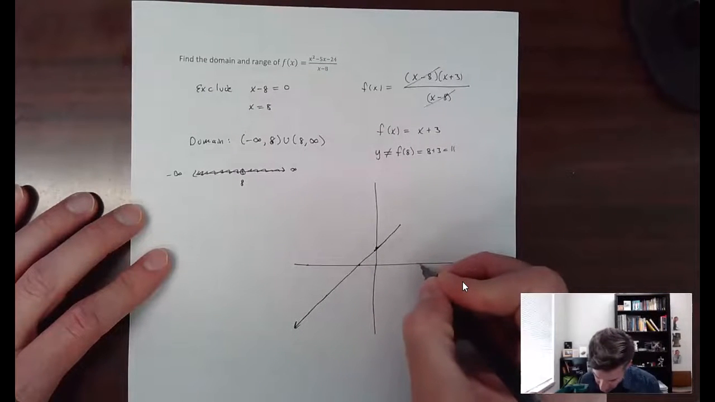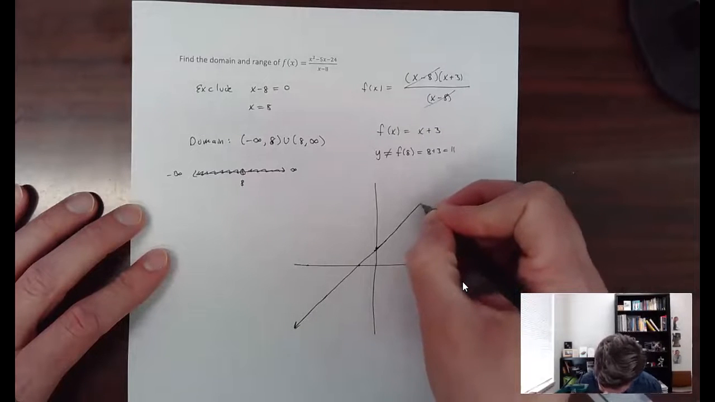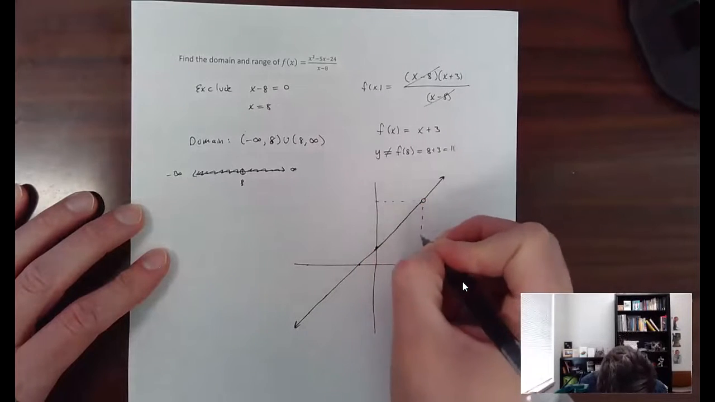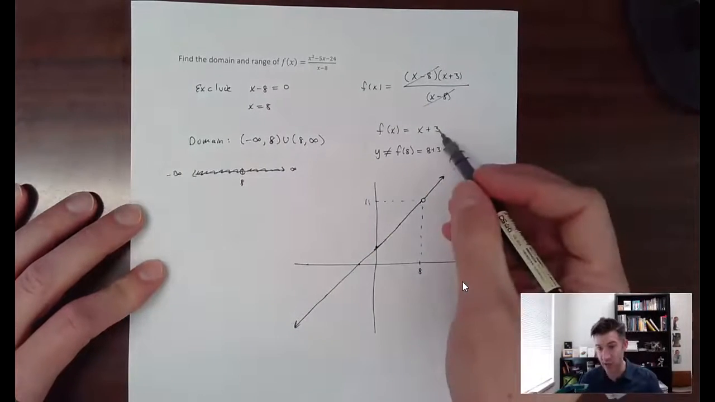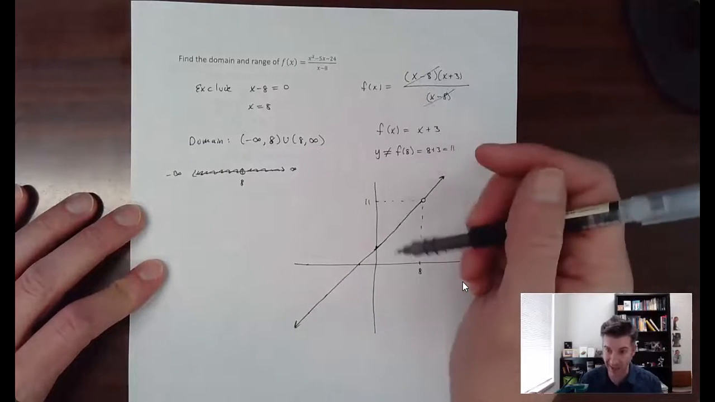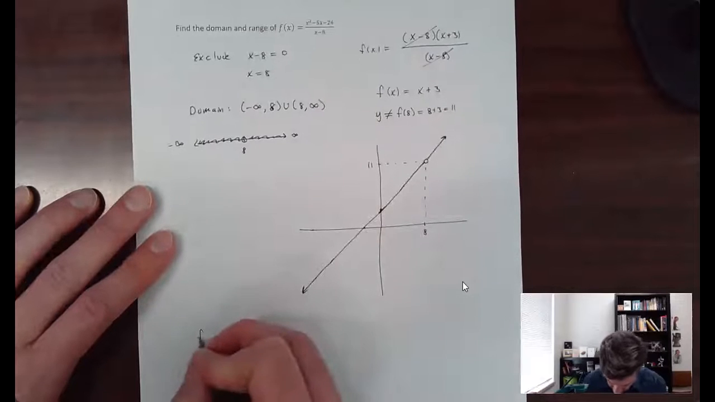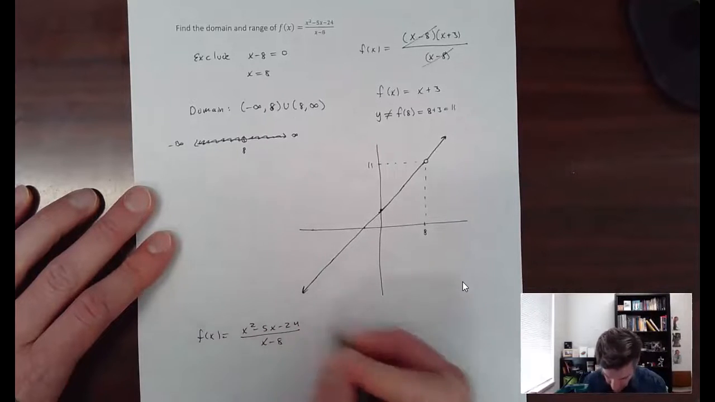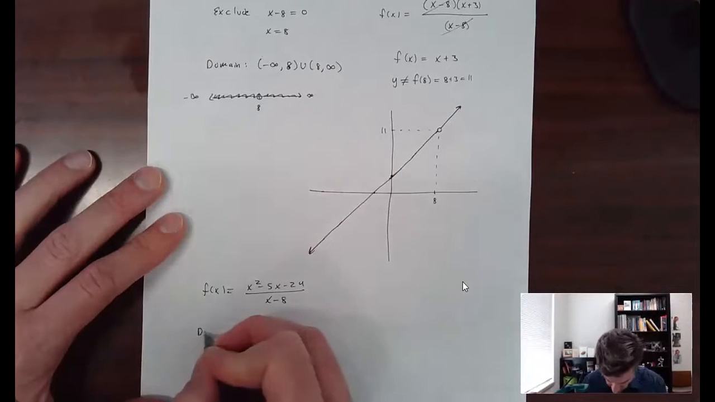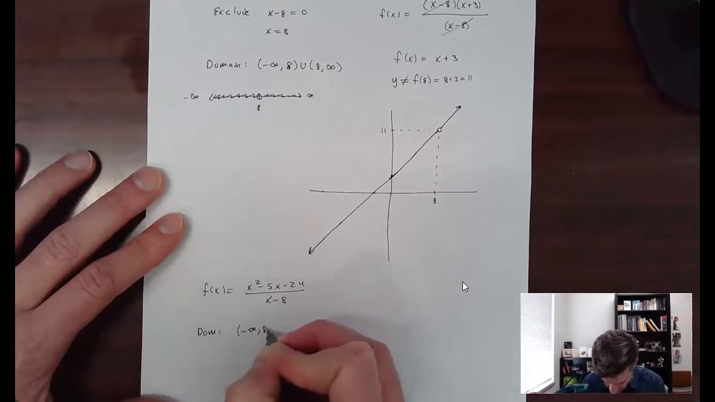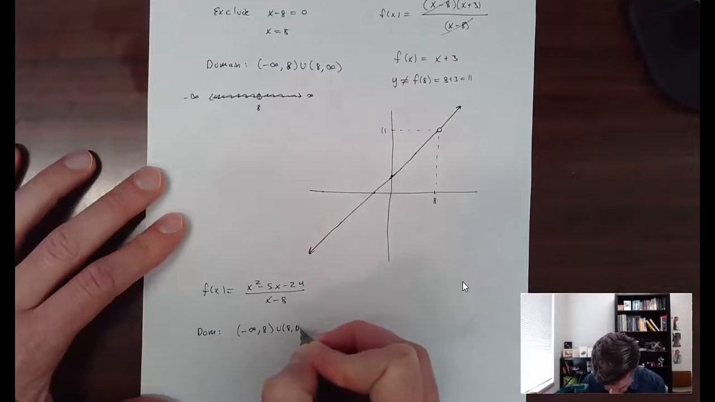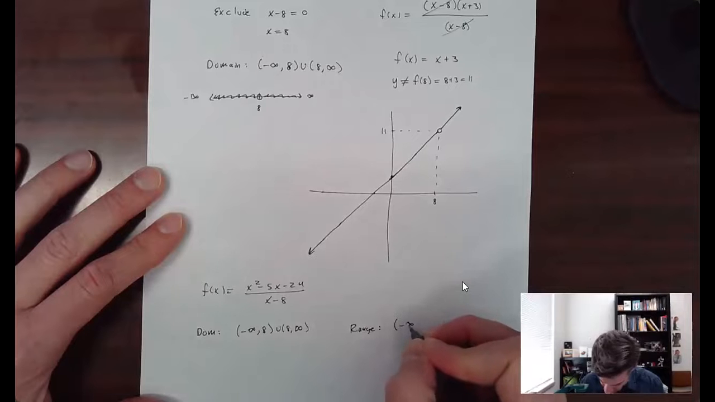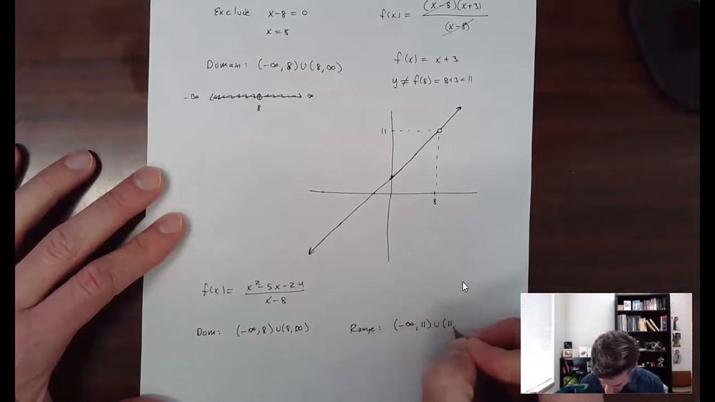And what's really going on here is that at the x value of 8, this function has a hole. If you plugged in 8, you would get 11, but you can't plug in 8, so you can't get 11. So this function, f of x equal to x squared minus 5x minus 24 over x minus 8, has this domain, right? You cannot get 8 in the domain. And it has a range that includes everything except for 11. So it's negative infinity up to 11, union 11 to infinity.